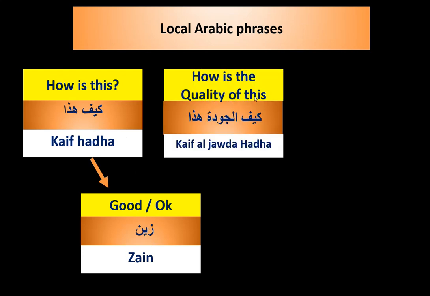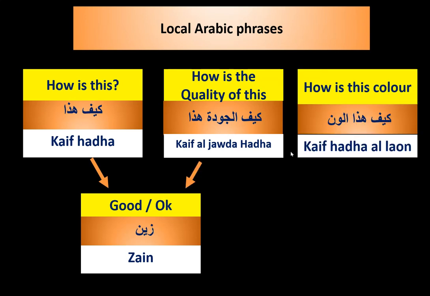How is the quality of this? Kaif al-jawda hada? Kaif means how. Al-jawda means quality. Hada means this. Of course, the answer will be zain. Good. How is this color? Kaif hada al-lawn? Lawn means color. How is this color? The answer will be zain.